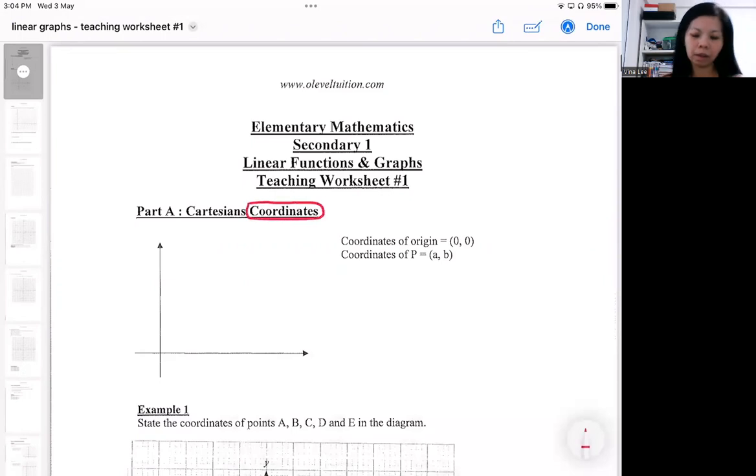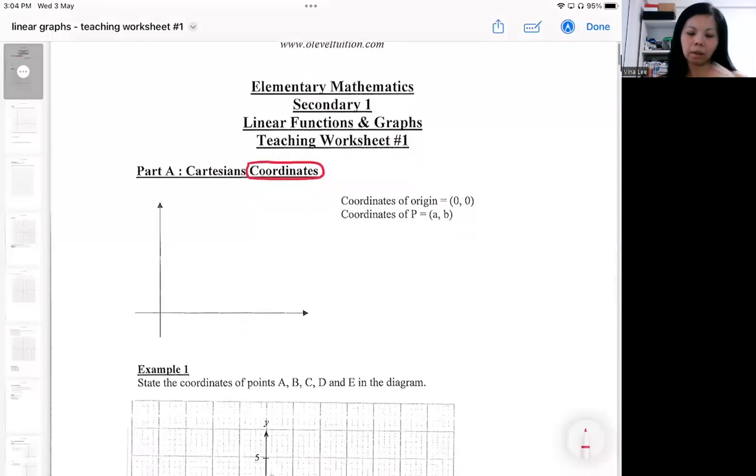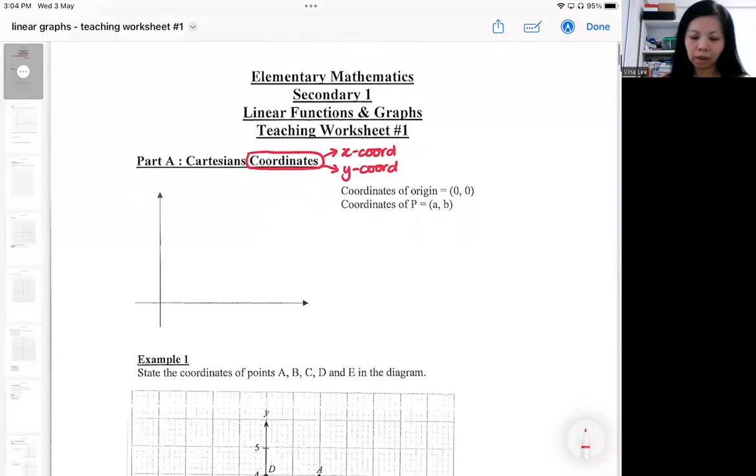So what exactly are coordinates? There are two types of coordinates: the x coordinates and the y coordinates. What do we mean by x and y coordinates? The x coordinates are found on the horizontal axis. This horizontal line is called the x-axis.